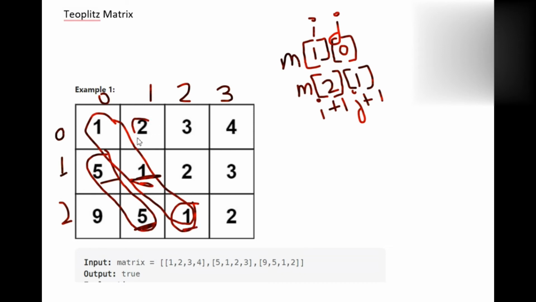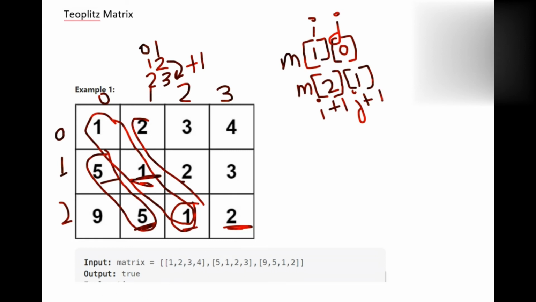For this diagonal also, the value is at 0 1, and for this 2, the index is 1 2. So this is simply an increment by 1. For this value, the index is 2 3. So if we increment this index by 1, we can get this element. So this is the condition we should check.